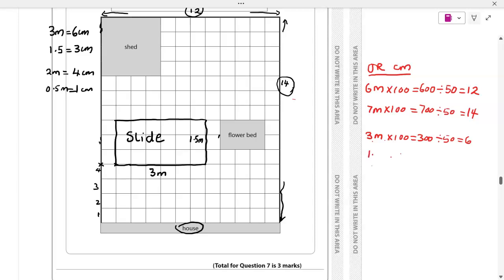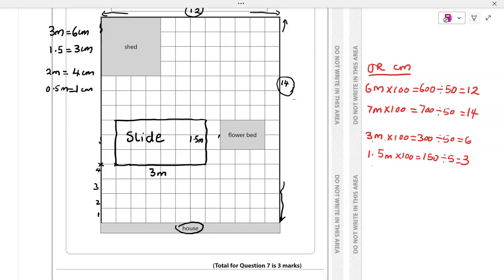And then it's 1.5 meters. You times it by 100, that will give you 150. If you divide by 50, that will give you 3. All right, so this is just additional information in case you want to convert to centimeters.